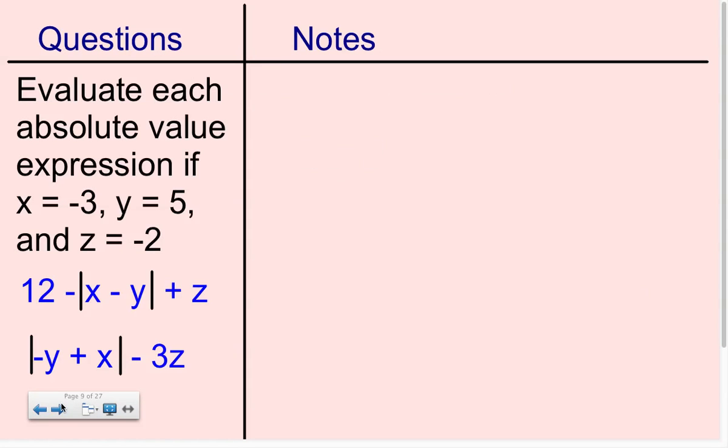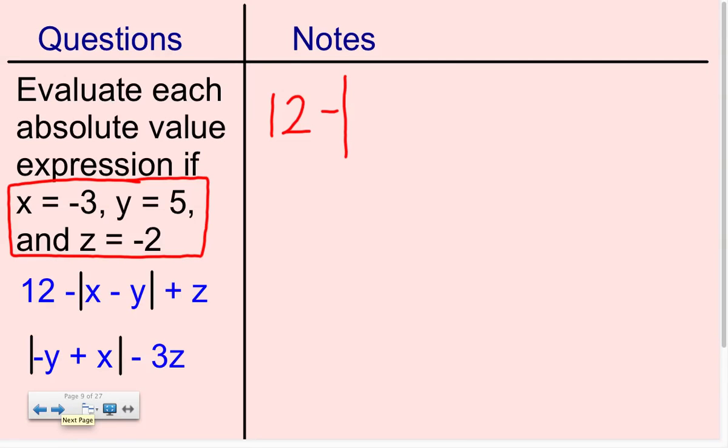1. Evaluate each absolute value expression if x equals -3, y equals 5, and z equals -2. So this is the information we're going to need when we're evaluating the expressions below in blue. So we start with 12 minus, I'm going to make my absolute value sign. Make sure you know that it's an absolute value sign and not a 1. X is -3, so I'll plug that in. Minus, and y is 5. Close my absolute value sign, and I have plus -2 on the end.